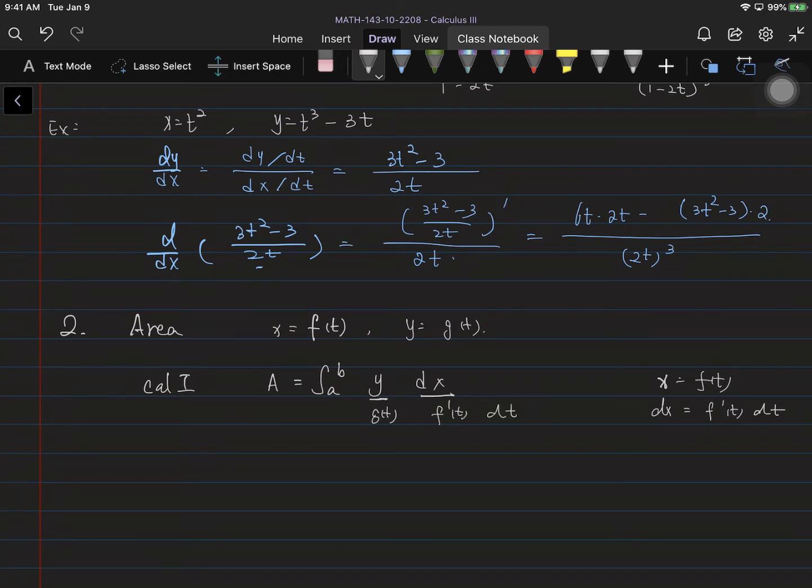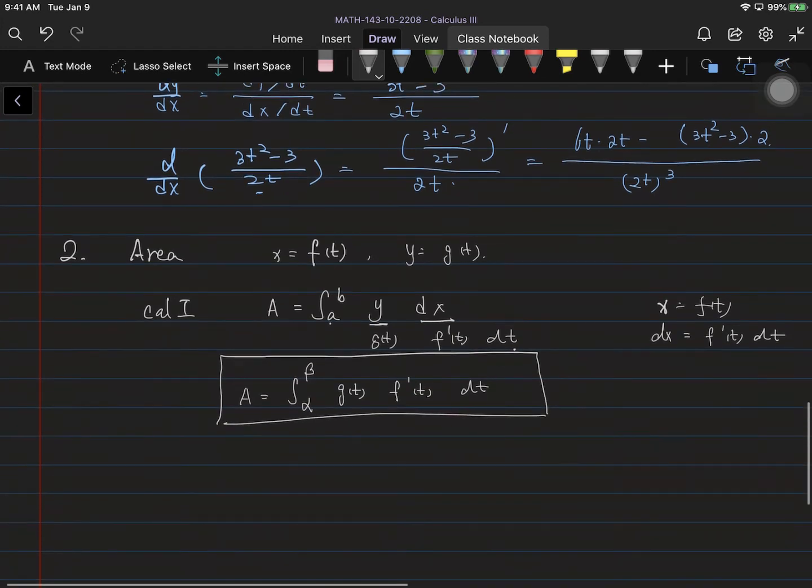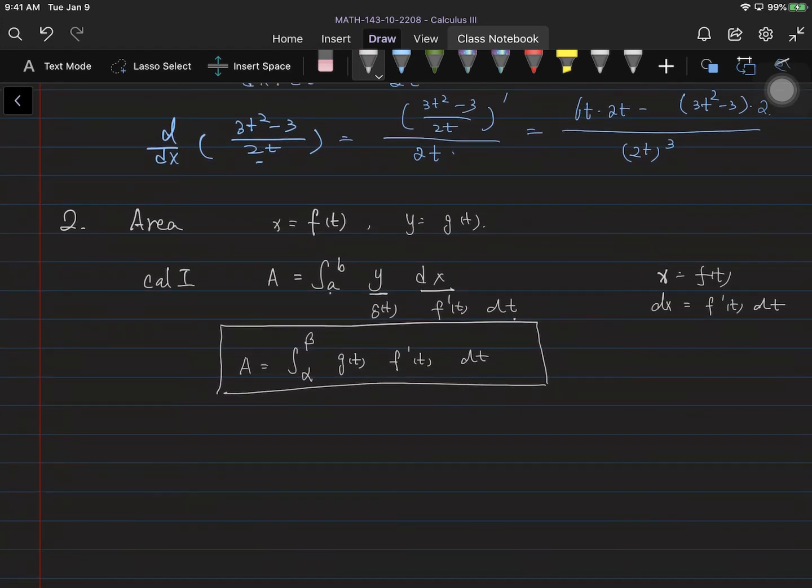So our formula for a parametric curve should be, right now t is the variable, so the lower and upper limits are not a to b, they are the boundary values for t. So we can say alpha to beta, g(t) times f prime t dt. Actually, you don't need to memorize this formula. We can always change y into g(t), dx into f prime t dt. That's the formula for the area. So we can take a look at example 3.